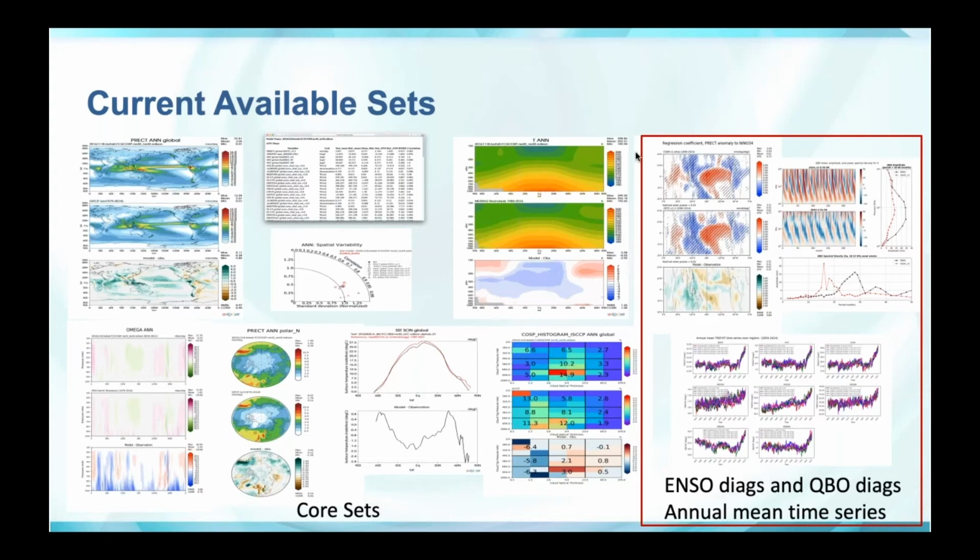The reference data could be observation or another model run in the model versus model configuration. Either pre-calculated climatology files or monthly time series files can be used as input of these core sets. On the right-hand side, moving on to version 2, we now have support for time series analysis, ENSO diagnostics, and QBO diagnostics. These new sets take monthly time series as input.